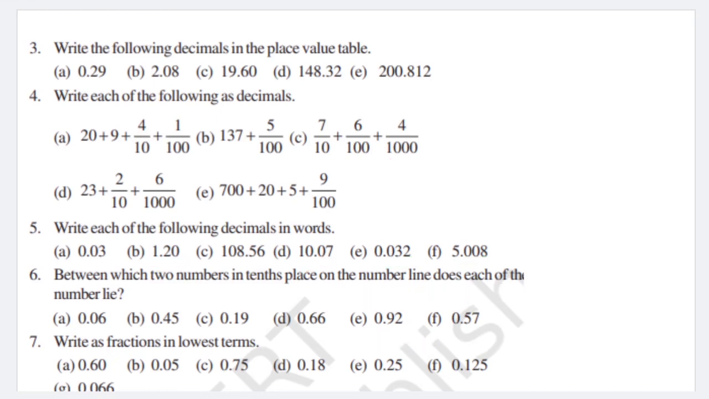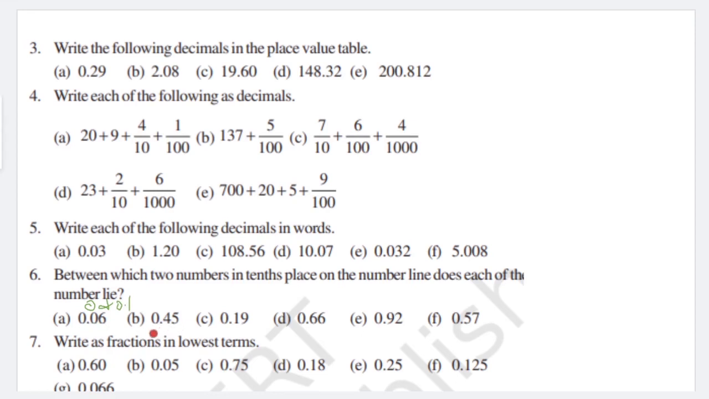Okay, coming to the next question. Number 6. Between which two numbers in the tens place on the number line does each of the numbers lie? So which is the tens place? This one. The first digit will be the tens place. Next is hundreds, no? So they are asking about the first digit only. So the first one, 0.06. Here 0 comes between 0 and 1. So that will be your answer. It will be 0 and 0.1. Between these it will be lying.